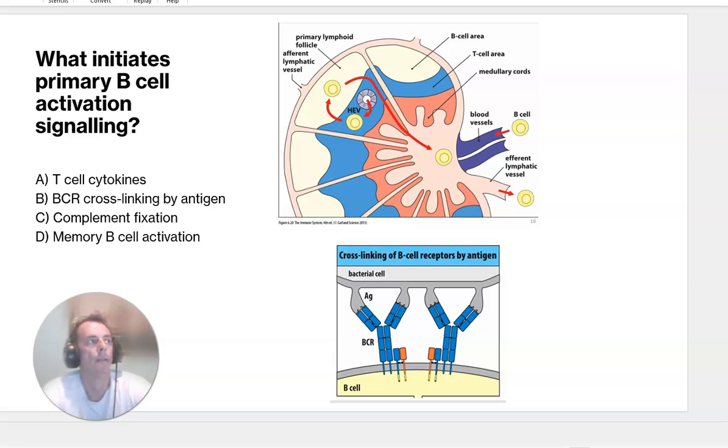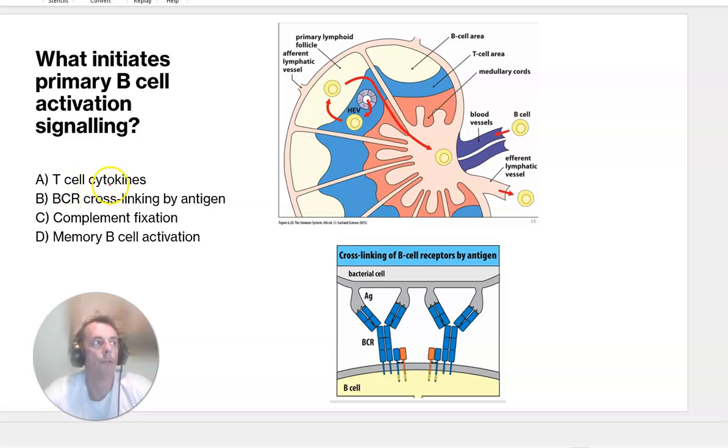Hello, the question today is what initiates primary B cell activation signaling? Well, first of all, we should know that B cells travel throughout the body and reside in the secondary lymphoid organs to search and find infections that they are specific for. Pause the video and select the correct answer.